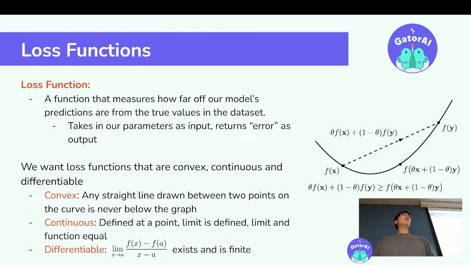If you draw any straight line from 2 points on the function and the line is always above the function, essentially that guarantees that your minimum point is going to be the global minimum of that function, right?